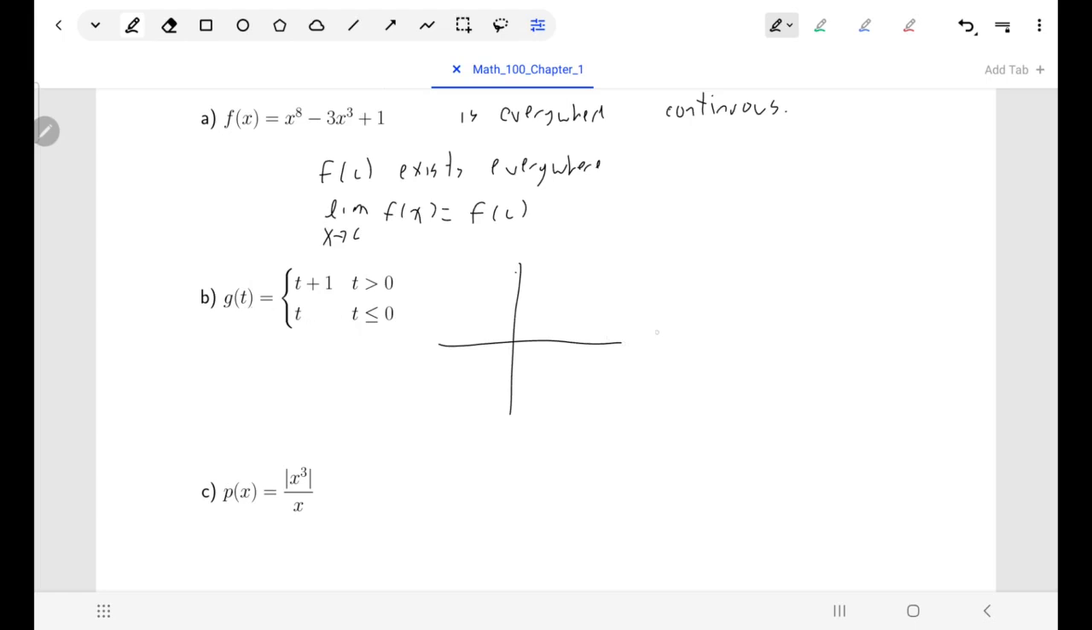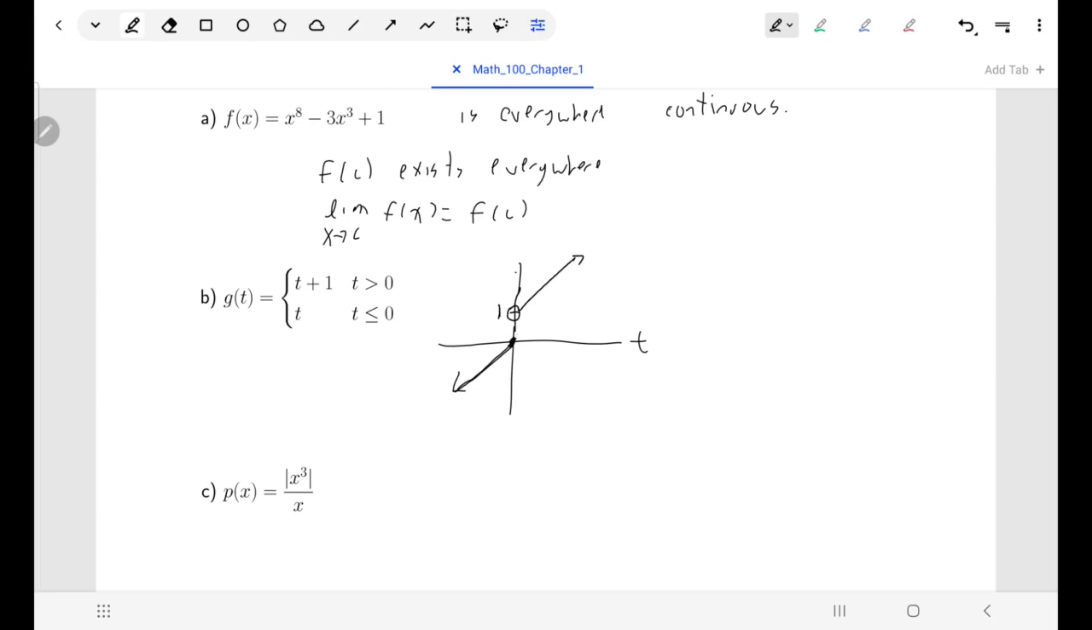For values of t that are less than or equal to 0, g of t is equal to t. So in other words, it looks like that straight line with a slope of 1, y-intercept 0. And if t is bigger than 0, the graph is t plus 1. So y-intercept of 1, and of course that's a hole since it's t bigger than 0. There we go. And slope of 1 as well.